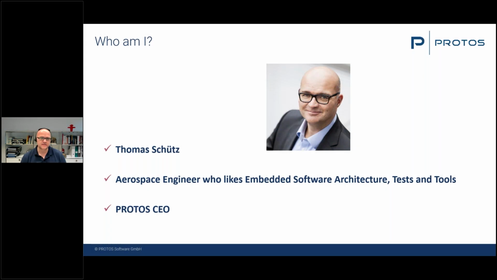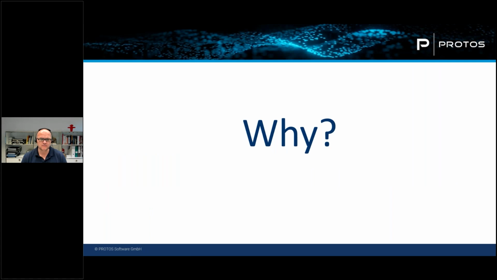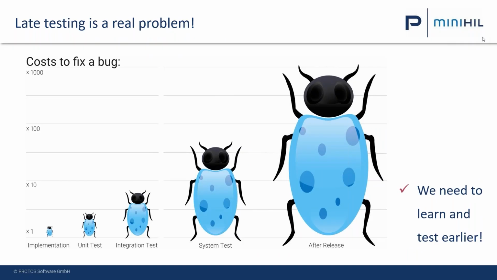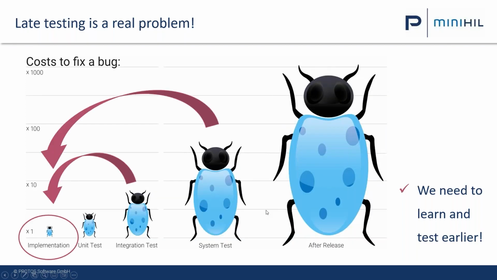Embedded systems testing. How can we simplify such a thing? So why do we want to simplify embedded system testing, and what is the problem? Why are we doing what we're doing with respect to testing? We want to bring the unit test, the integration test, and the system test as close as possible to the implementation. So we want to test earlier and we want to learn earlier. So system and integration test as close as possible to the implementation.